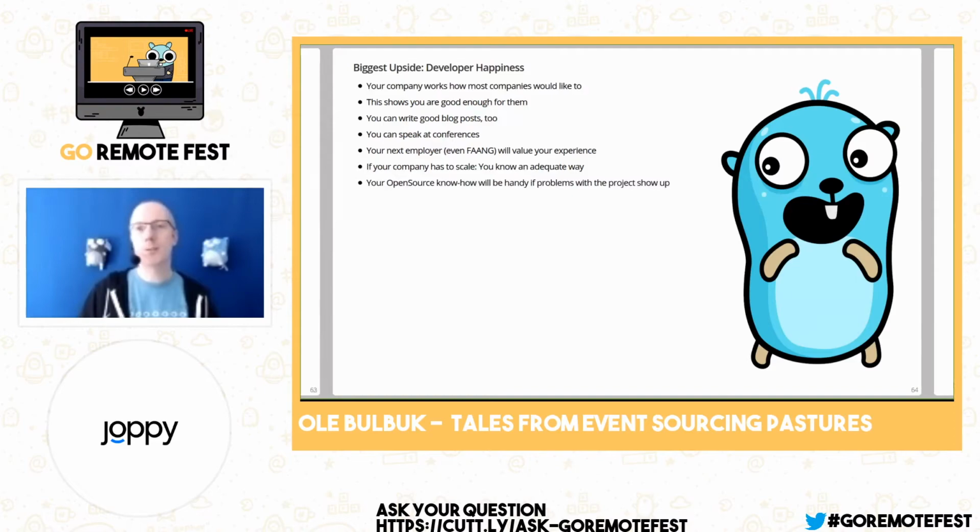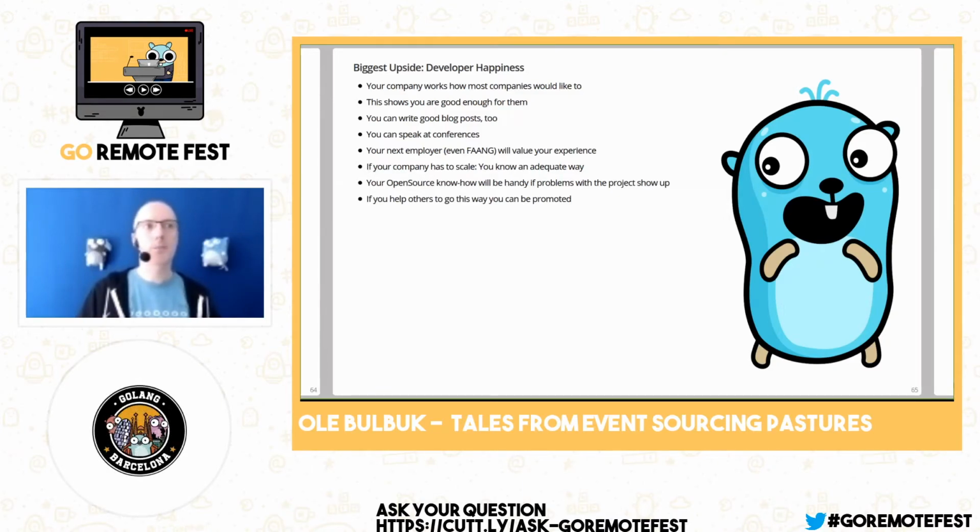And yeah, even your open source know-how, if you spend your time on some project that your company is using anyway, like Prometheus or Kubernetes or something, this can be really handy if something shows up there. You need to do a bug report. You know the ideal way how to do this. You know who to approach, and maybe even can fix the problem yourself. And that's really cool too. And yeah, if you help others go such a way, you can even get promoted because you're good with dealing with people too.